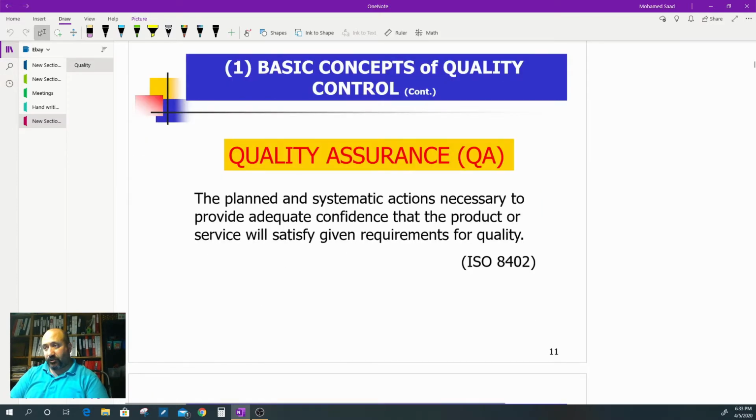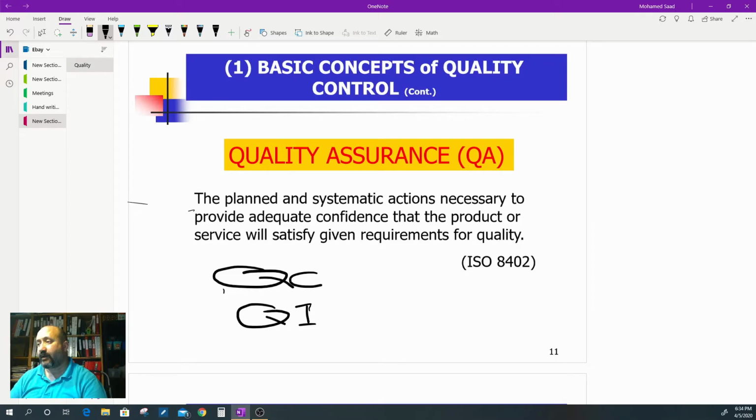Let's talk about quality assurance. Again, this is the same as we said about quality control. As we said about quality control, it's usually, let's say it like that, QC, and quality improvement. So you cannot have quality assurance unless you already have quality control in place.